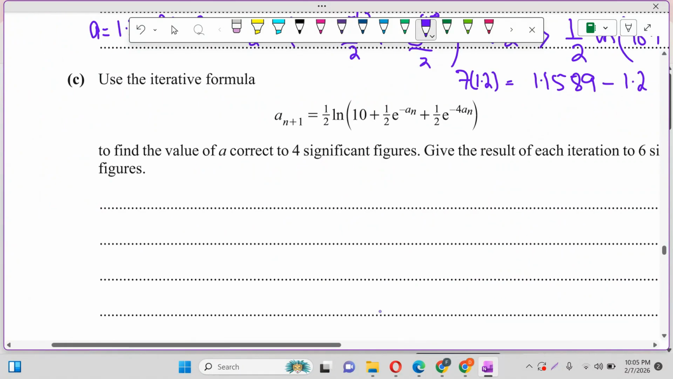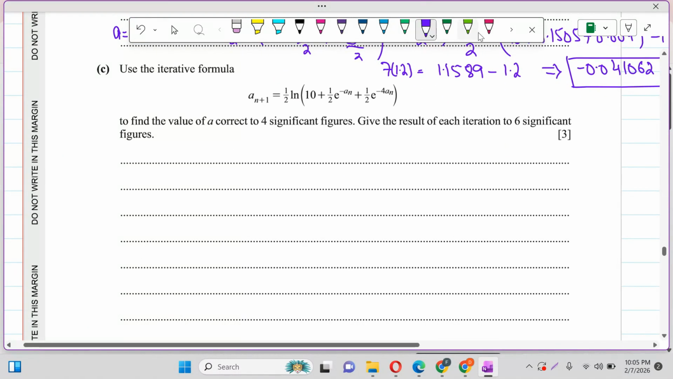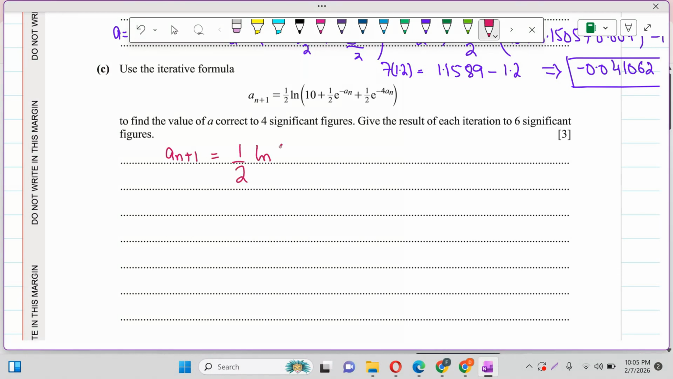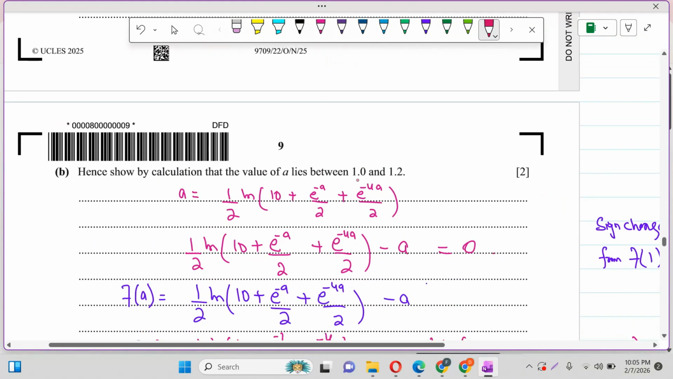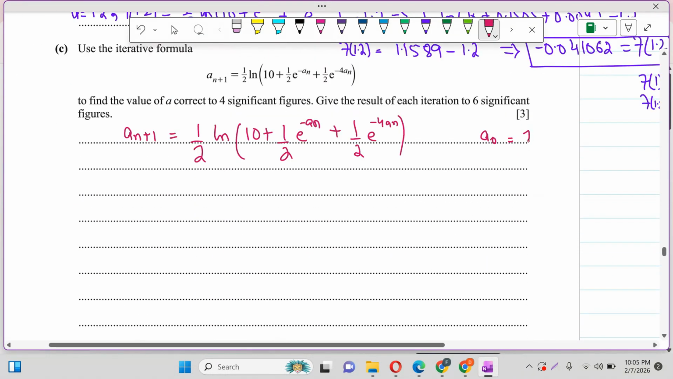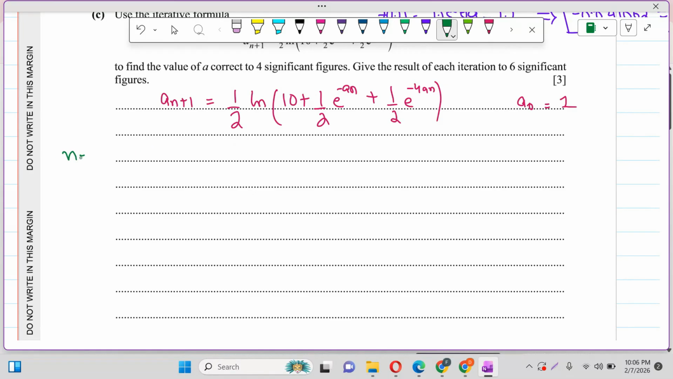Now use the iterative formula a of n plus 1 is equal to half ln 10 plus half exponential of negative a n plus half exponential of negative 4a n, to find the value of a correct to 4 significant figures, giving the result of each iteration to 6 significant figures. Okay, we already have a n plus 1 equals half ln 10 plus half exponential of negative a n plus half exponential of negative 4a n. We can take a naught from 1 to 1.5, so we take it as 1. Okay, let's start from n equal to 0.